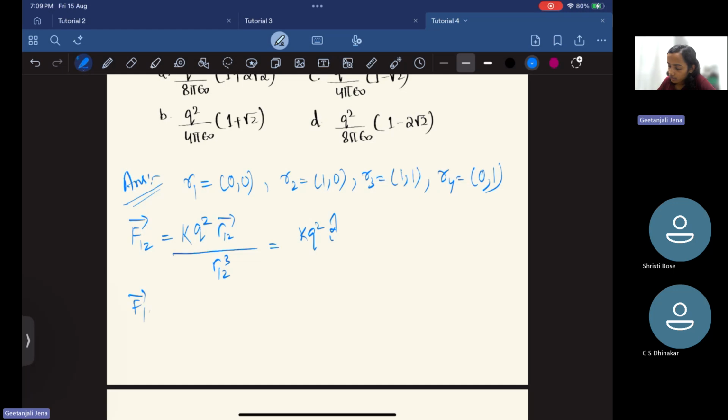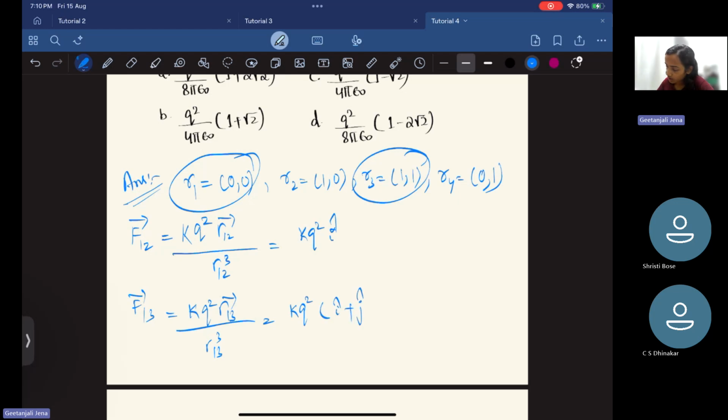And F13 will be KQ square R13 by R13 cube. R1, R3 are known. So R13 will be IK plus JK. So this will be KQ square IK plus JK. And mod of IK plus JK is root 2. So this will be 2 root 2.